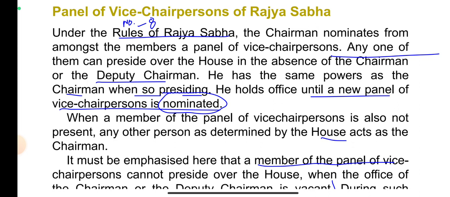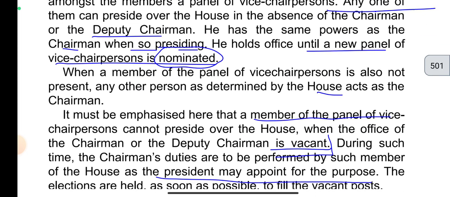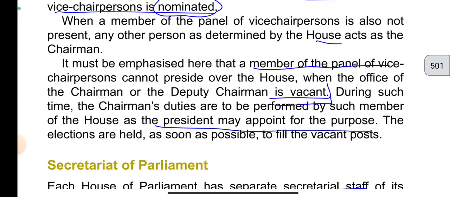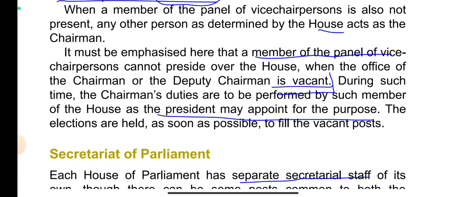Then he holds office until a new panel of vice chairpersons is nominated. When a member of the panel of vice chairpersons is also not present, any other person as determined by the house acts as the chairman. It must be emphasized here that a member of the panel of vice chairpersons cannot preside over the house when the office of the chairman or the deputy chairman is vacant. The same thing was there in the Lok Sabha too.